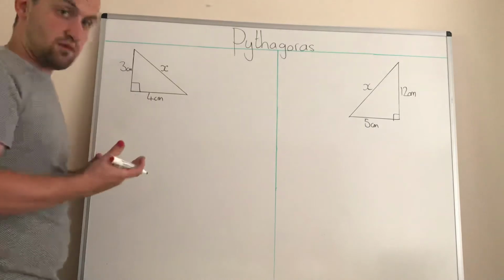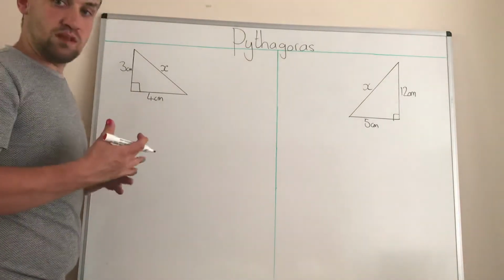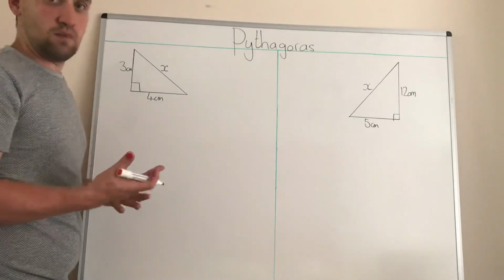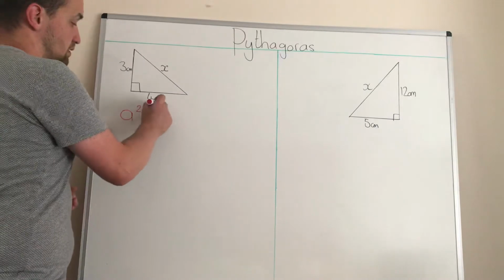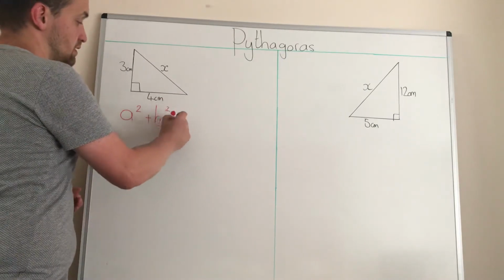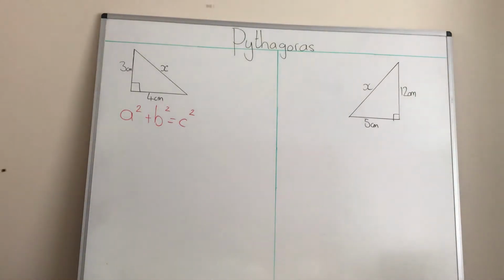Now there's different ways of writing this, okay? I'm going to keep it exactly the same for me. If you do see it somewhere different, it's not necessarily wrong, it's just a different way of writing it, okay? A squared plus B squared equals C squared. Okay, you may have heard this before, you may not have. If you haven't, that's fine.